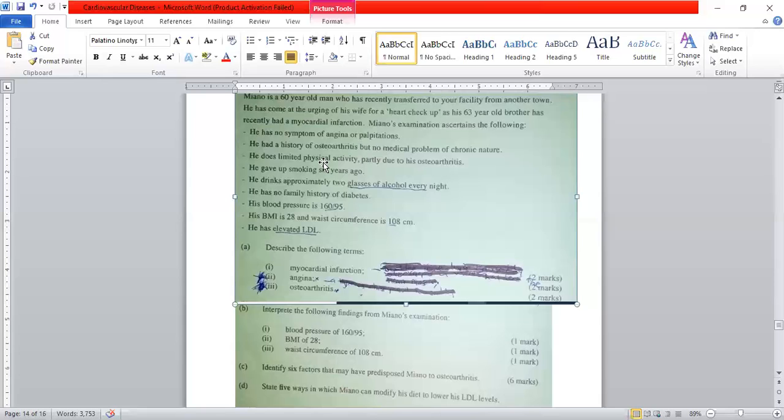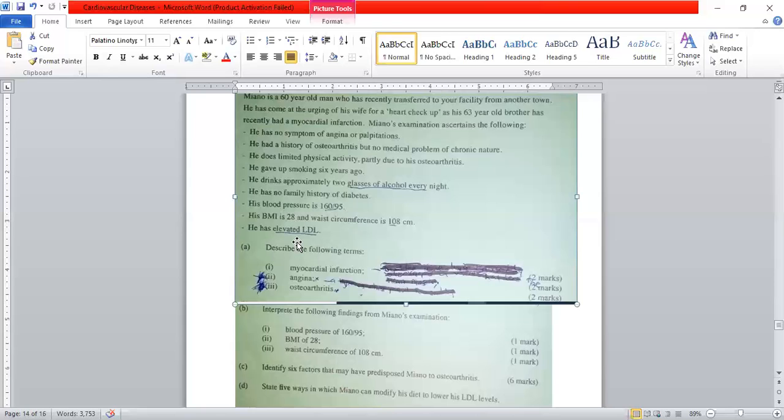He does limited physical activity, partly due to osteoarthritis. He gave up smoking 6 years ago. He drinks approximately 2 glasses of alcohol every night. He has no family history of diabetes. His blood pressure is 160 out of 95. So already this can tell you that he may be suffering from hypertension. Then his BMI is 28 and waist circumference is 108.